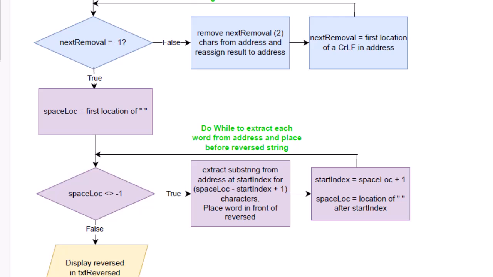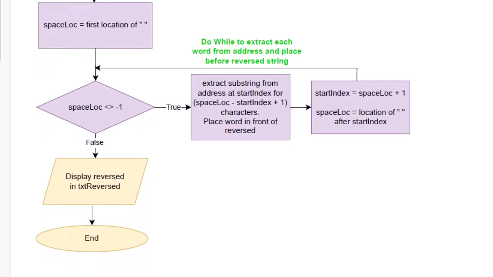For the number of characters using substring, it's going to be space lock minus the start index plus 1 number of characters. That's going to extract each word and the space, and we're going to put that in front of the current value of reversed. Then I want to set start index equal to space lock plus 1, so I want the character after the space, and then find the next location of a space. And as long as that next location is not a -1, as far as the index, we'll keep repeating that process. That should put all the words in the reversed variable in reverse order, and I'm going to display that as output in our txt_reversed.txt.